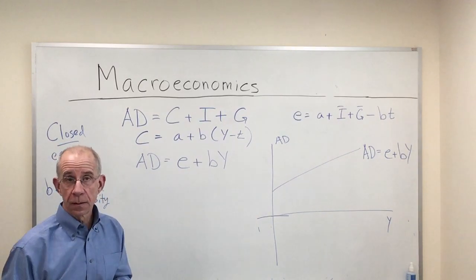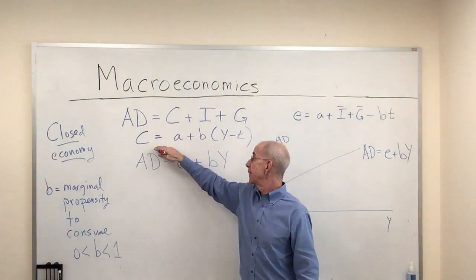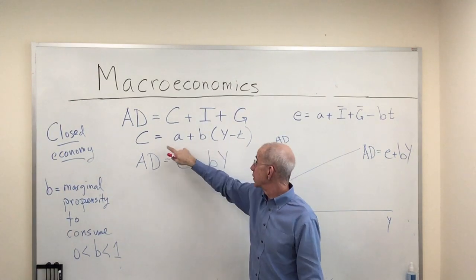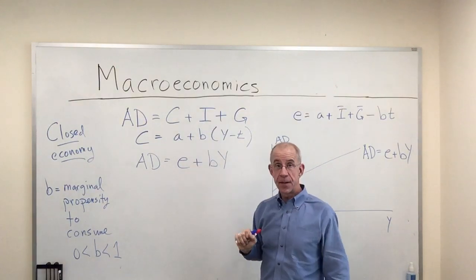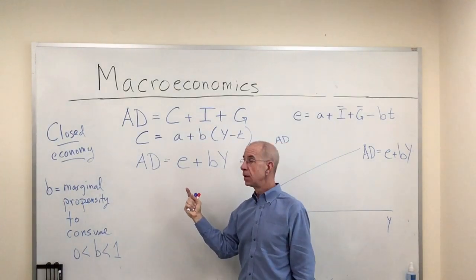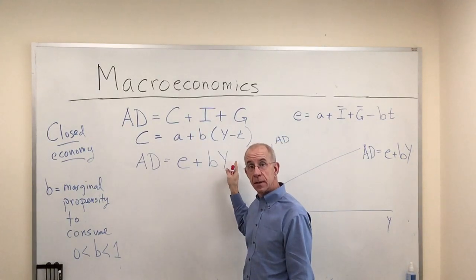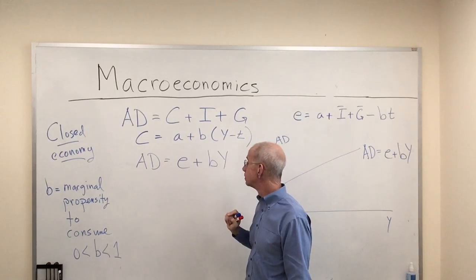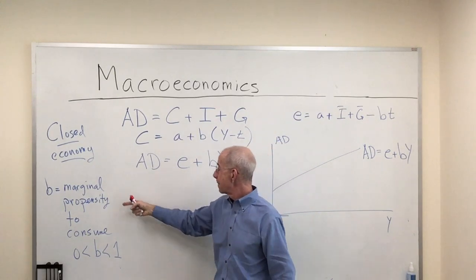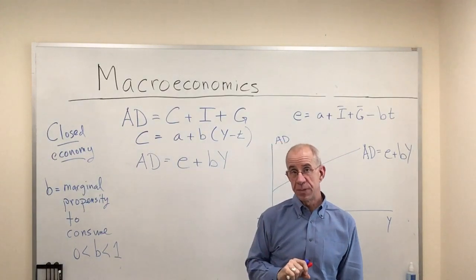All right, we talked in the previous video about how you can use a definition of a consumption function, which relates disposable income to consumption, along with the definition of aggregate demand, to derive a simple equation that relates aggregate demand to increases in national income, so aggregate demand increases by this marginal propensity to consume, this amount B.